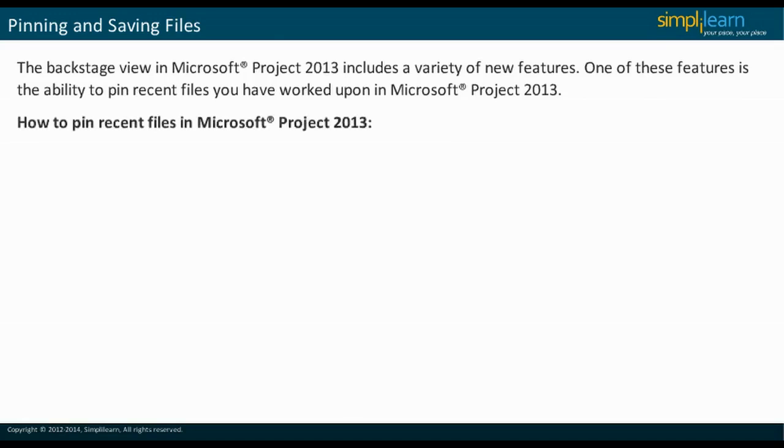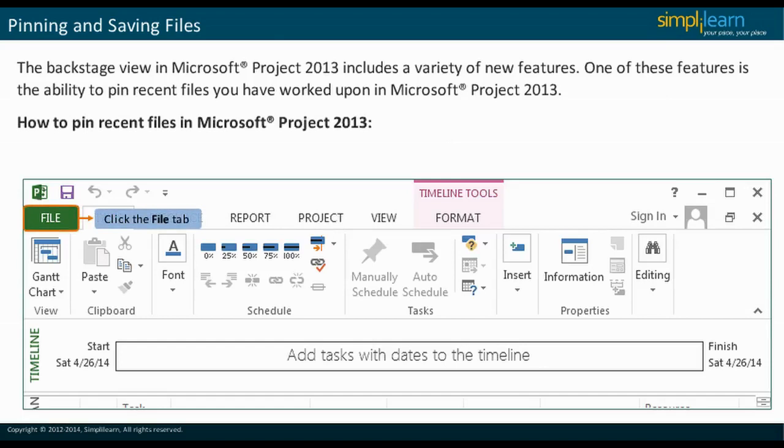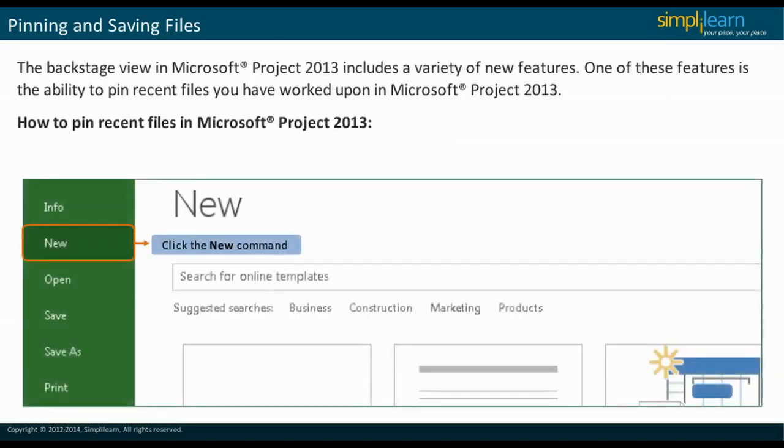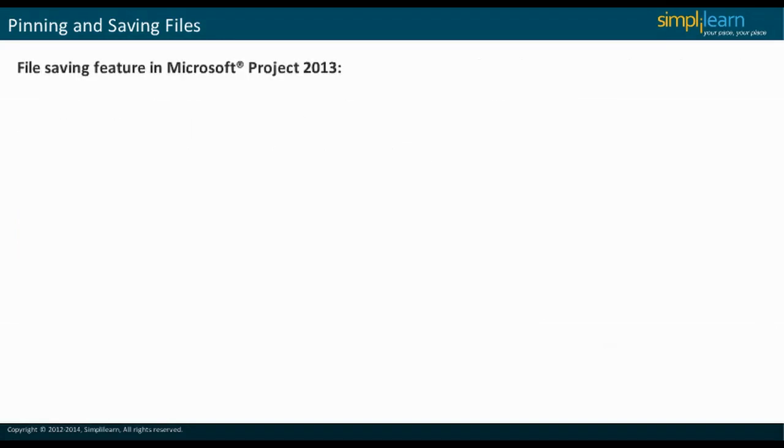To pin recent files, click the File tab in Microsoft Project 2013 and then click the New command. You will find the recent files at the top of the list that is displayed. Now let us discuss the File Saving feature in Microsoft Project 2013.